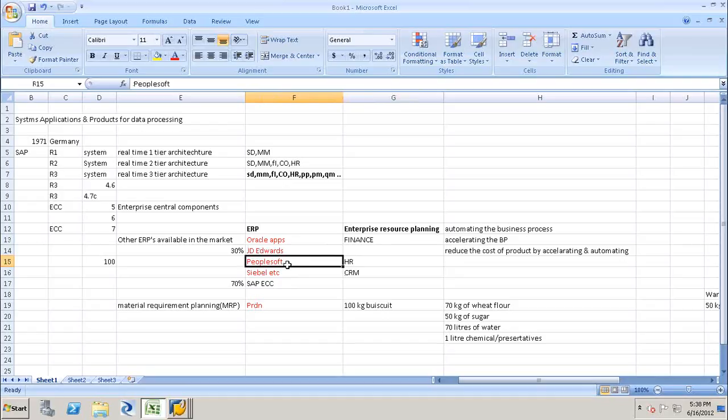If you don't mind, can you send this Excel sheet to me? Yeah, sure.